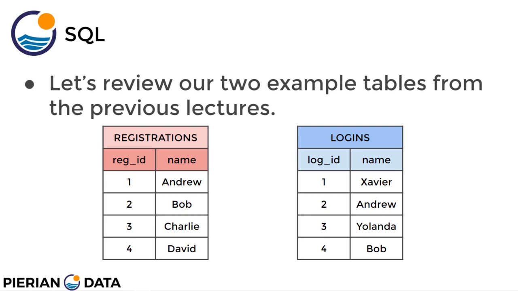Now let's review the two example tables from the previous lecture series on inner joins. Recall we have these registrations table and this logins table, where we have people registering for a conference, and then depending on whether or not they showed up, we have them log in on site. Here we have Andrew, Bob, Charlie, and David, or ABCD. They registered. Logins, Andrew and Bob show up. They're present in both tables. However, we have Xavier and Yolanda. They forgot to register, but they still showed up and logged in anyways.